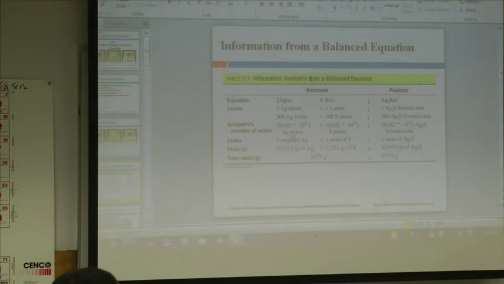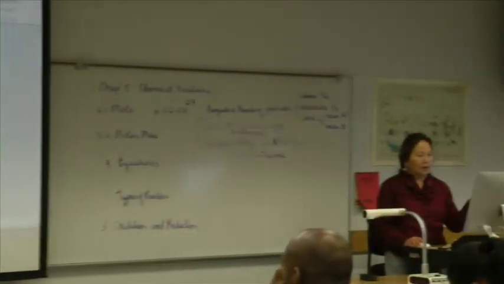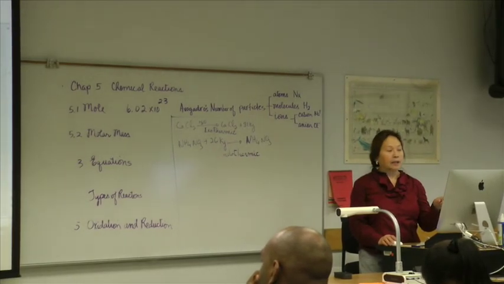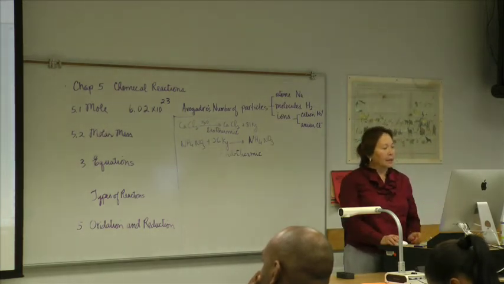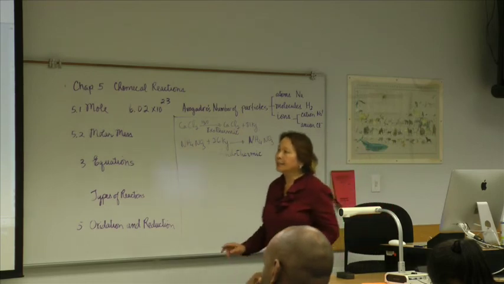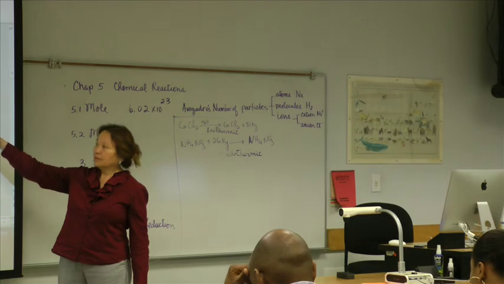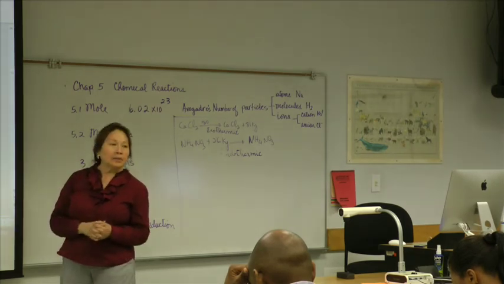And then how many Avogadro's number are there? It'll be 2 times 6.02 times 10 to the 23rd. Or how many sulfur atoms would be Avogadro's number? How many silver sulfide units? Avogadro's number of silver sulfide also. But when you look at the chemical equation, what does it tell us? The chemical equation says 2 moles of silver react with 1 mole of sulfur to give you 1 mole of silver sulfide.